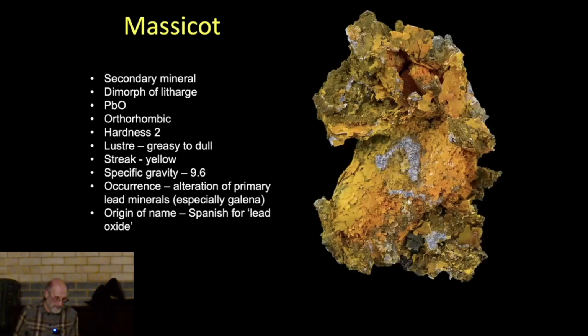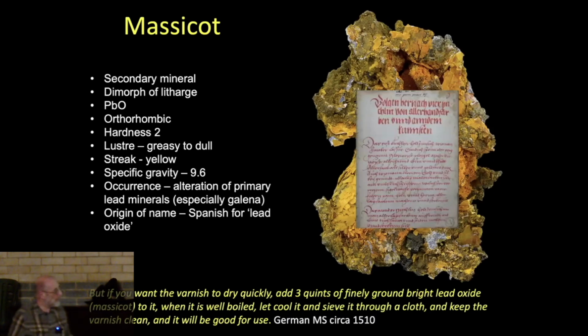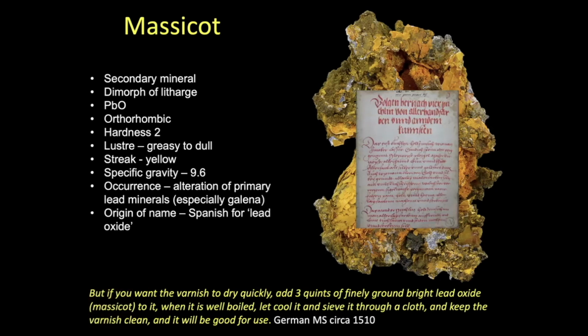Another one was massicot, which is just a dimorph of litharge, so a slightly different colour of lead oxide. Again, a weathering product, mostly coming from various mountains in Germany, and that could be mixed in as well. And there's this quote here: if you want a varnish to dry quickly, add 3 quints of finely ground bright lead oxide, massicot, to it, and when it's well boiled, let it cool and sieve it through a cloth and keep the varnish clean, and it'll be good for use. So says a German manuscript from 1510.